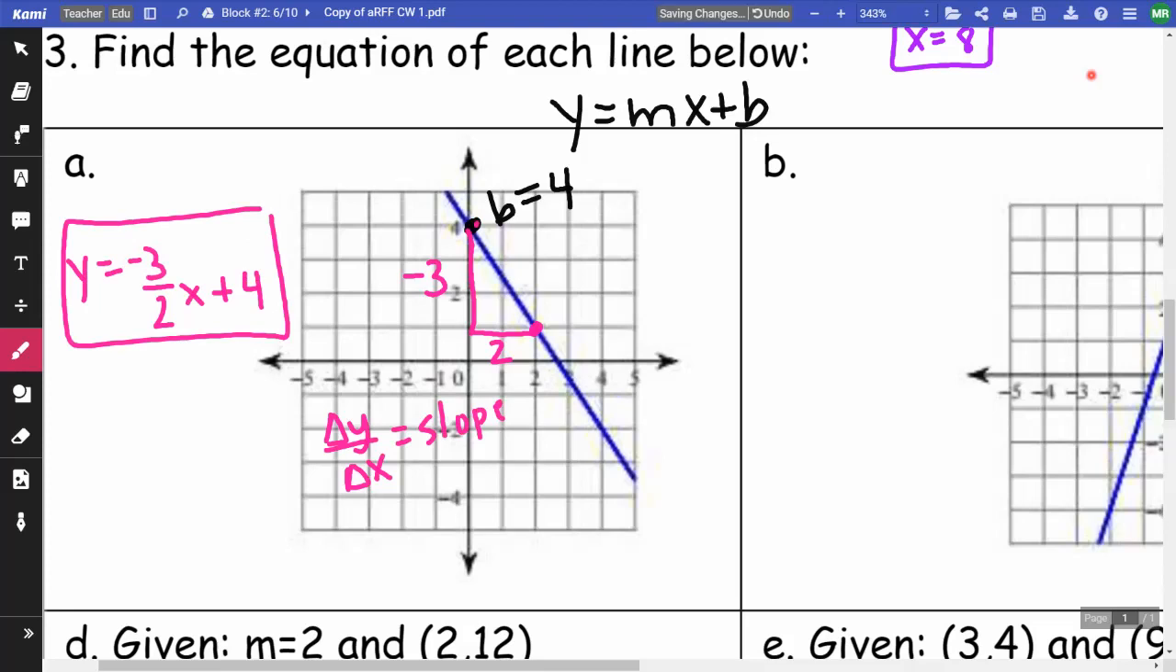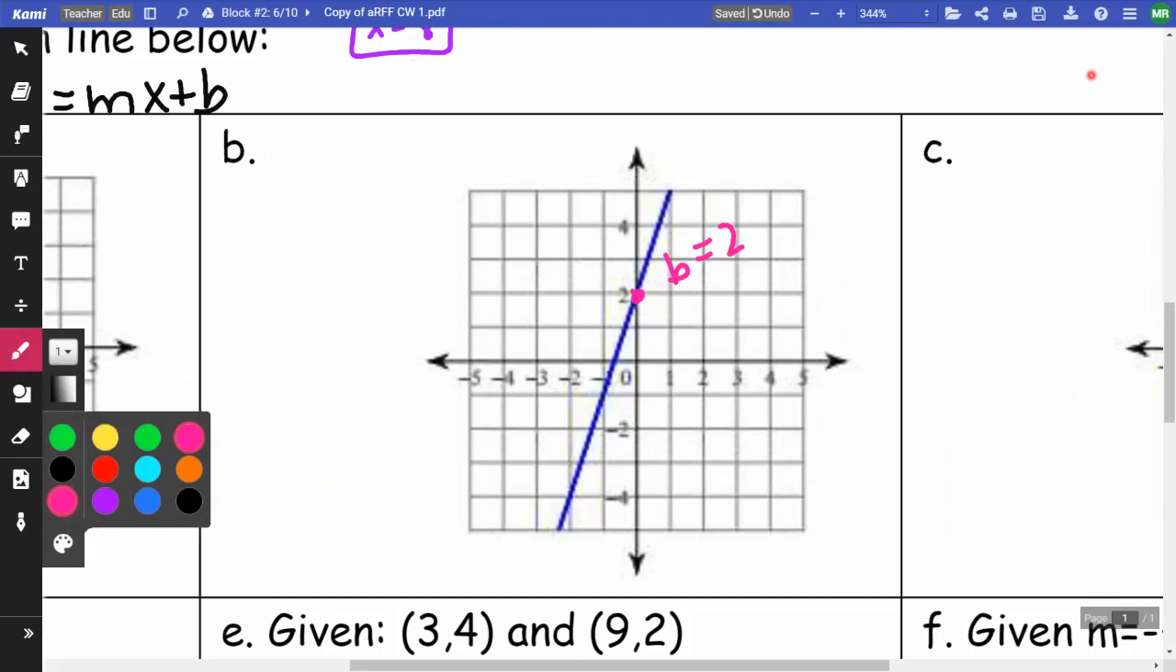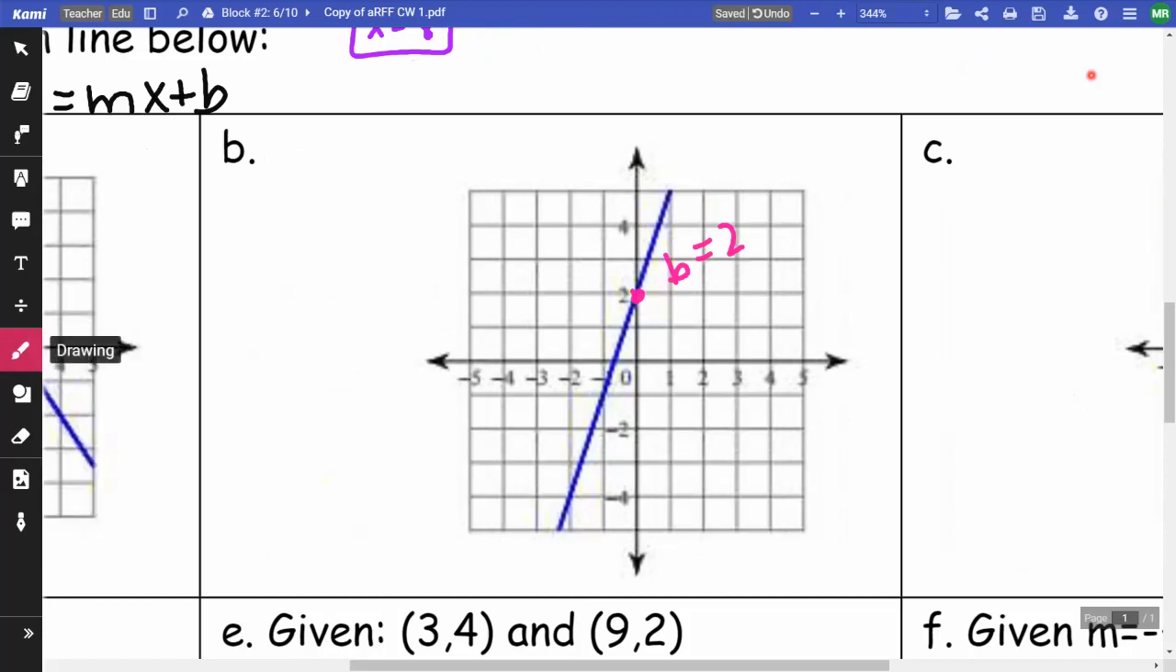Okay, on B, I have a y-intercept here at 2, so that means my b is going to be 2. And let's see, let me find another nice point. So it looks like this point and this point are nice. So I'm going up 1, 2, 3 over 1, so positive 3 over 1. So again, my change of y over change of x, so that's 3 over 1, or 3 for my slope. So my equation is going to be y equals 3x plus 2.